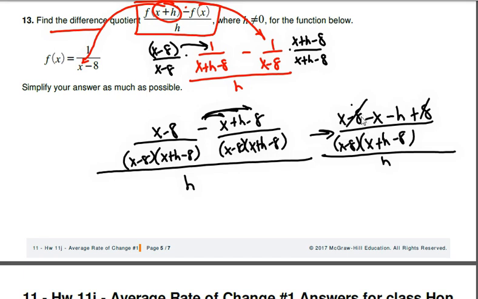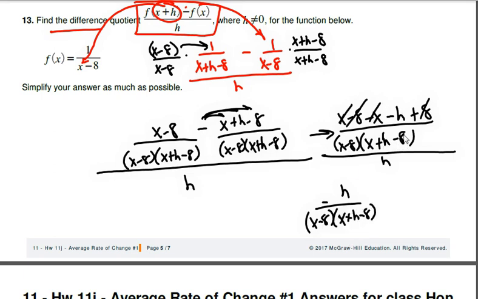So I notice in the numerator of the numerator here, I have a minus 8 and a plus 8. I have an x and a minus x. So that numerator of the numerator is just a minus h, or a negative h, if you want to think of it like that. Then this denominator here, x minus 8 times x plus h minus 8.